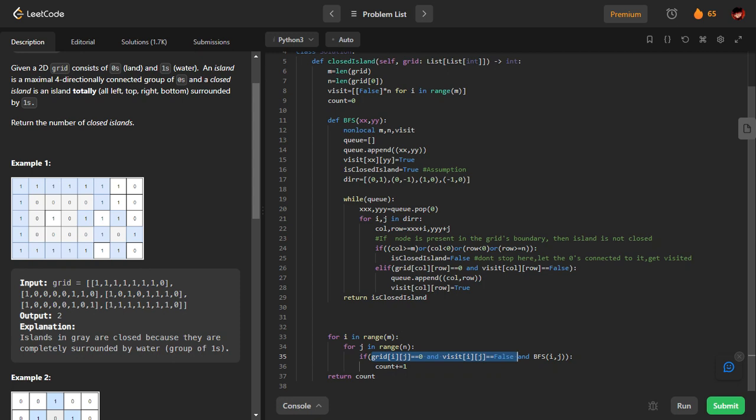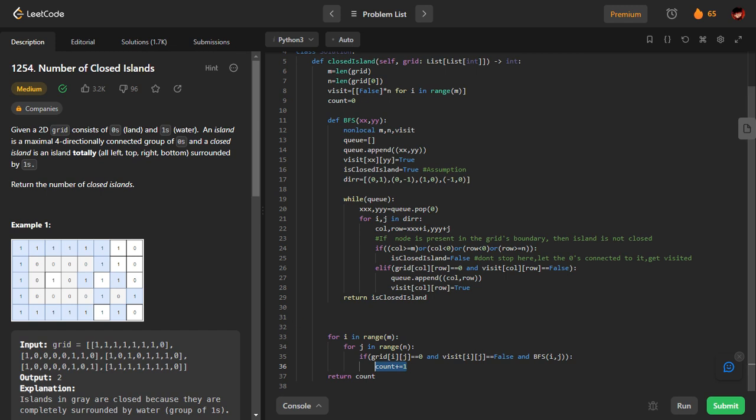If these two are true, that means it's an unvisited land, then start a BFS traversal out of it. If the BFS traversal returns true, then come back to this part and increment the count by one. Finally we'll be returning count. So count will basically be the number of closed islands.